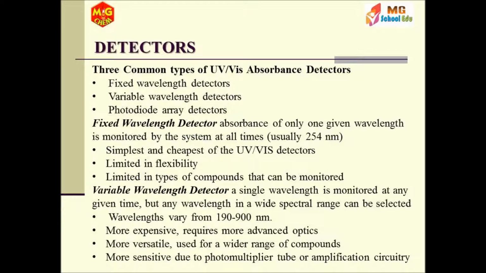Variable wavelength detector. A single wavelength is monitored at any given time, but any wavelength in a wide spectral range can be selected. Wavelengths vary from 190 to 900 nanometers. More expensive, requires more advanced optics. More versatile, used for a wider range of compounds. More sensitive due to photomultiplier tube amplification circuitry.